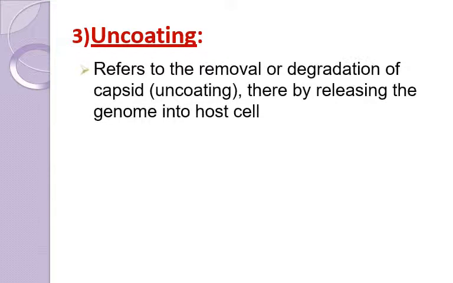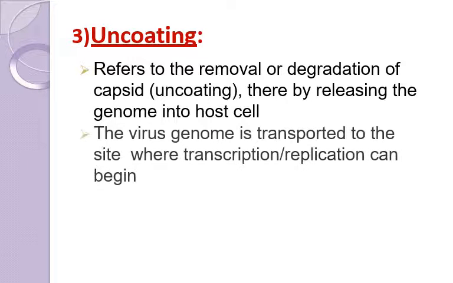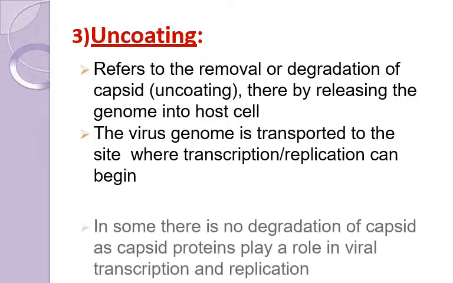The third step in viral replication is uncoating. It refers to the removal or degradation of capsid, thereby releasing the genome into host cell. The virus genome is transported to the site where transcription or replication can begin, and in some cases there is no degradation of capsid, as capsid proteins play a role in viral transcription and replication.